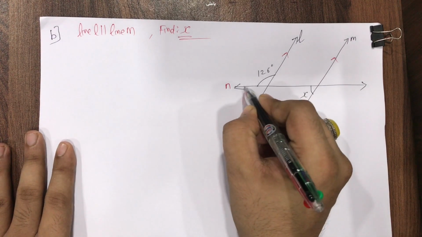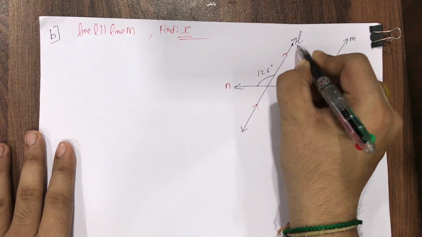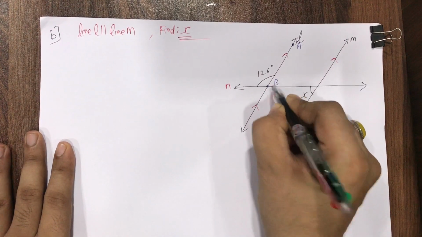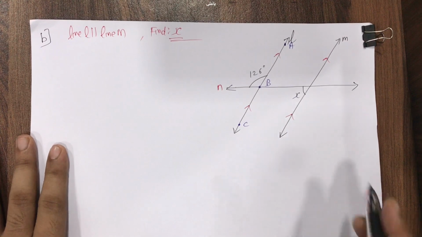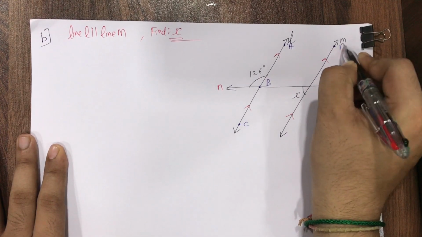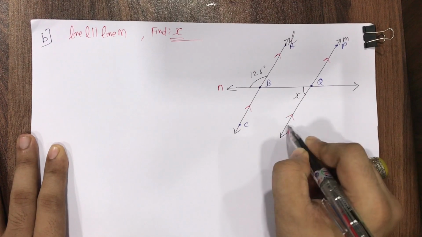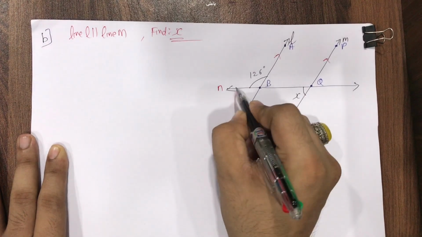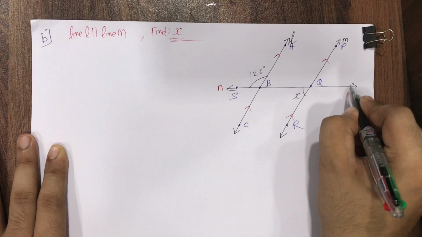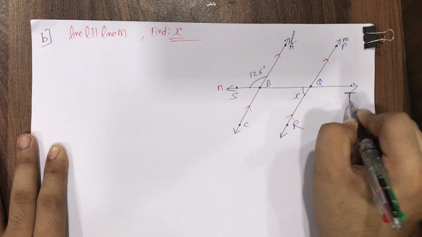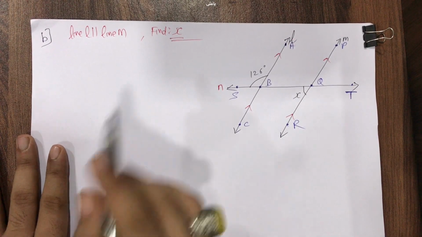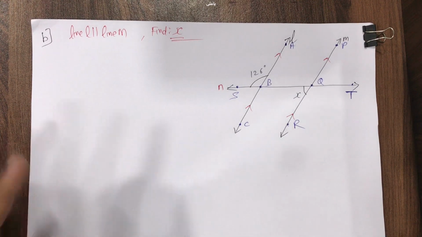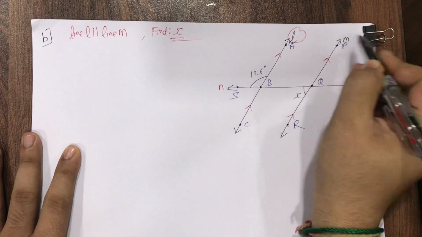So let me give the names over here. I'll start from line L. Let me call this point A, this point B, this point C. Anything you can give, just mark it with capital letters. A, B, C. I'll call these P, Q, R. I'll call this S. I'll call this capital T. Okay, so with the blue color I have marked everything. Now we need to find the value of x, with the given data that line L is parallel to line M.